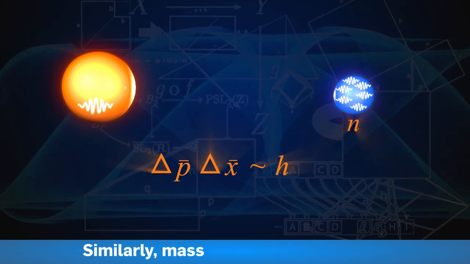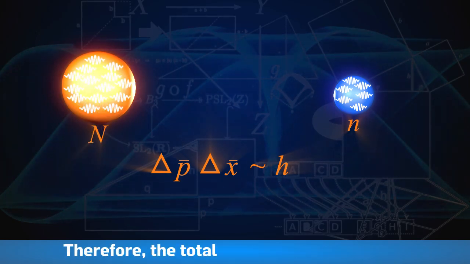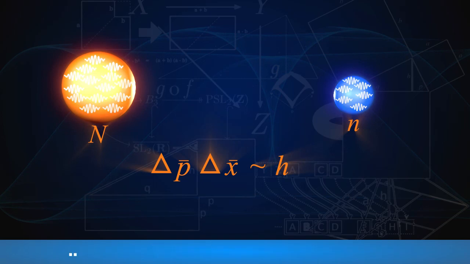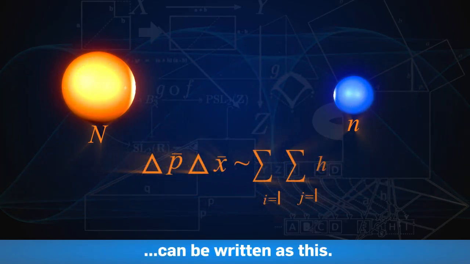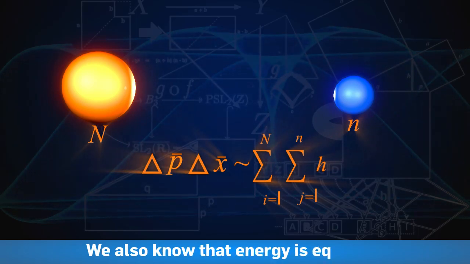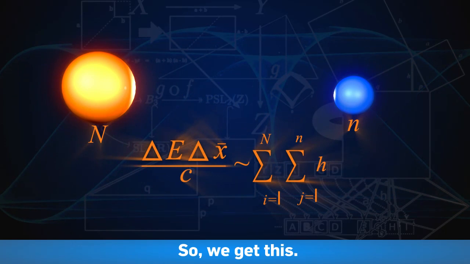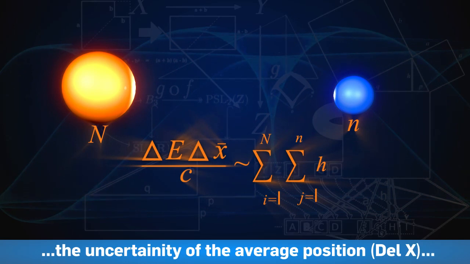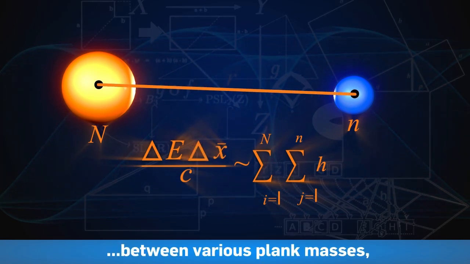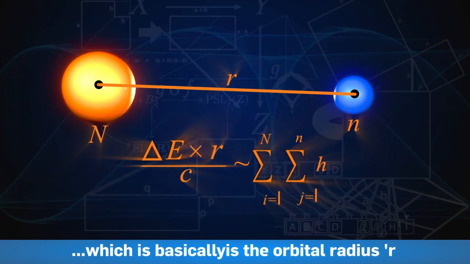Now let's assume that mass small m has n Planck masses. Similarly, mass capital M has n Planck masses. Therefore, the total average uncertainties over all Planck masses in the two bodies can be written as this. We also know that energy is equal to momentum times the speed of light. So we get this. Here, let's assume that the uncertainty of the average position delta x between various Planck masses is the separation between the two bodies, which is basically the orbital radius r.